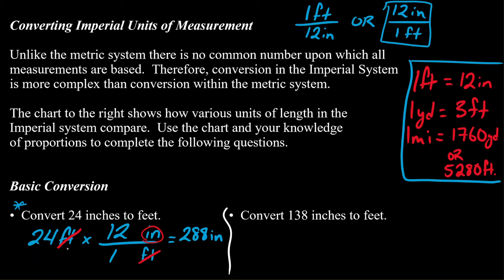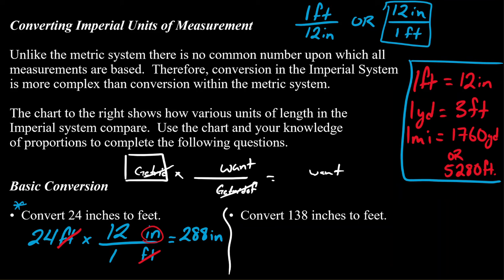That's the basic idea. We're going to take whatever value we're given, and we're going to multiply it by a conversion factor. We're going to put the unit that we want on top, and the unit that we want to get rid of on the bottom. This unit should be the same as that unit, and we'll get the unit that we want. In general, that's the idea.